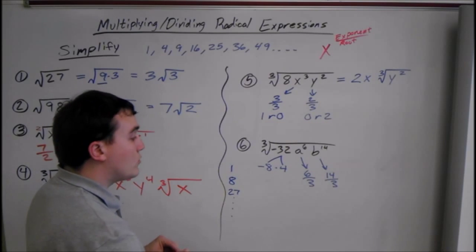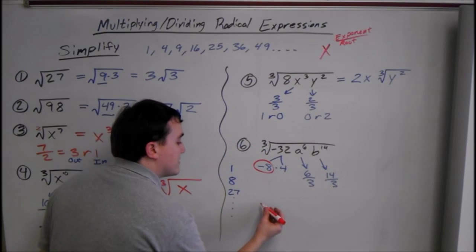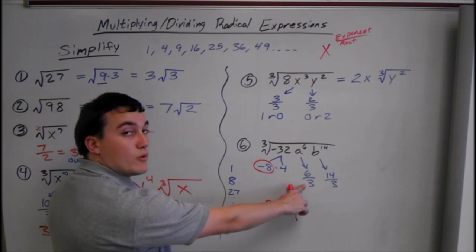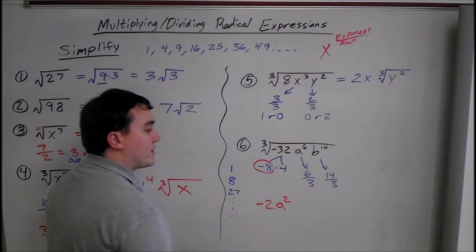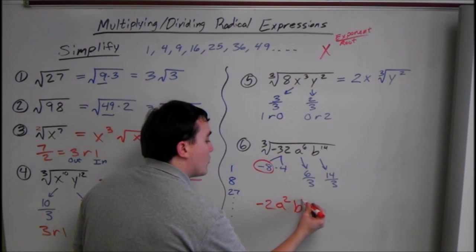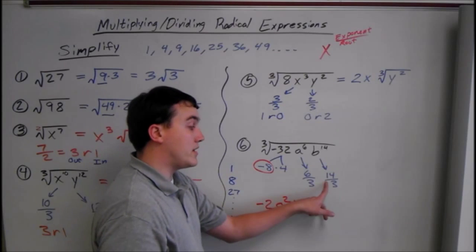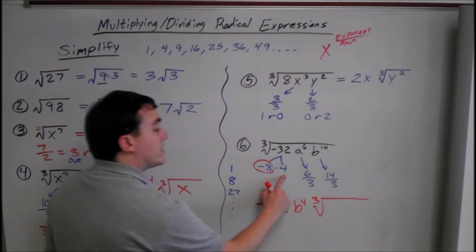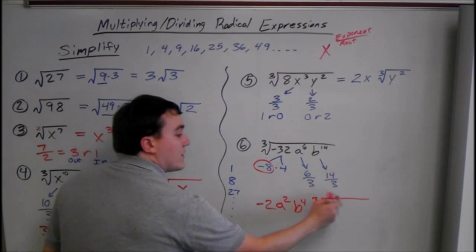So we know we could take out the negative 8. The cube root of negative 8 is negative 2. 6 divided by 3 is 2, remainder 0. So we take two a's out. 14 divided by 3 is 4 with a remainder. So we can take out 4 b's, and we're going to have to leave 2 in, because 3 goes into 12, but not 14. The cube root of whatever we have left over. We took out all the a's, but we left in 2 b's.